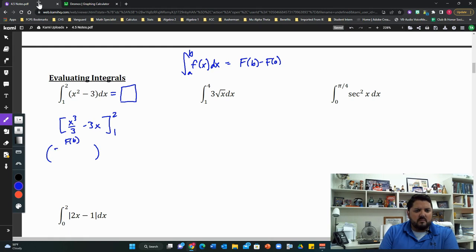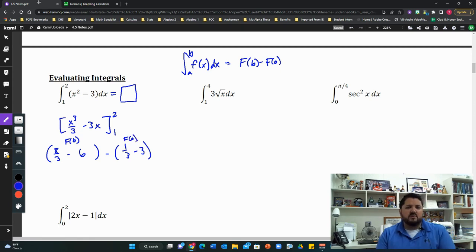So 2 goes in, that will give me 8/3 minus 3 times 2 is 6. So we'll simplify that in a minute, but that's all of my f of b quantity. So that's the value of the function's antiderivative at the end of the interval, and then minus the function's antiderivative's value at the beginning of the interval. So now we plug a in. So that would be 1/3 minus 3. So that is our f of a.